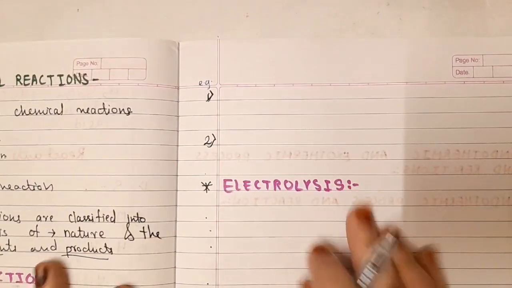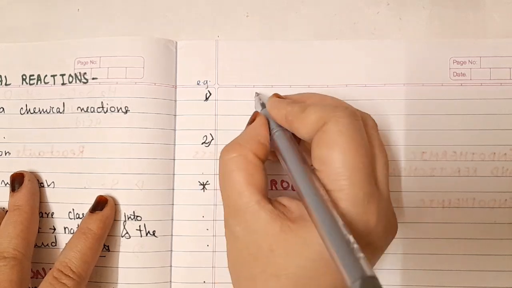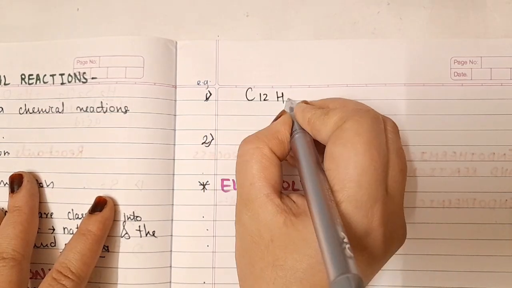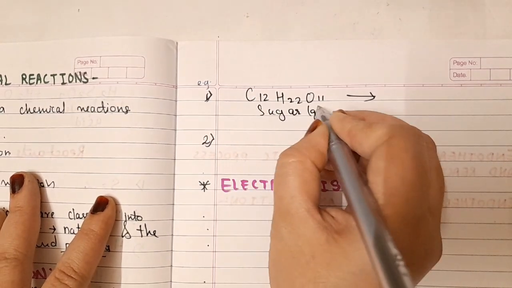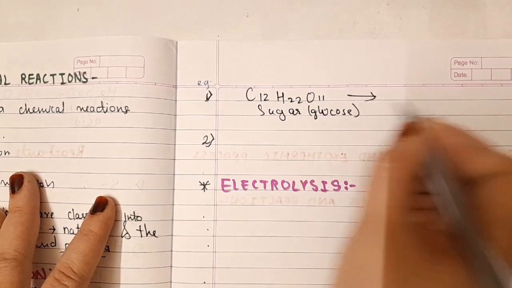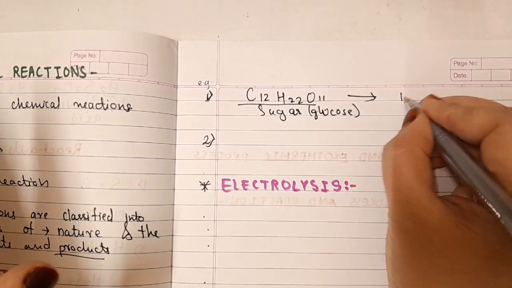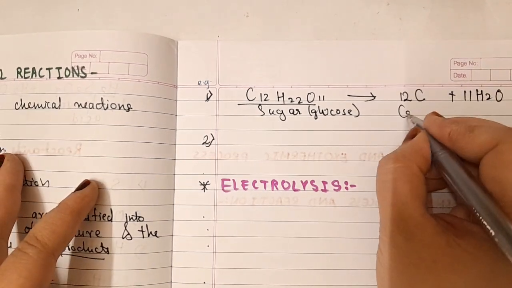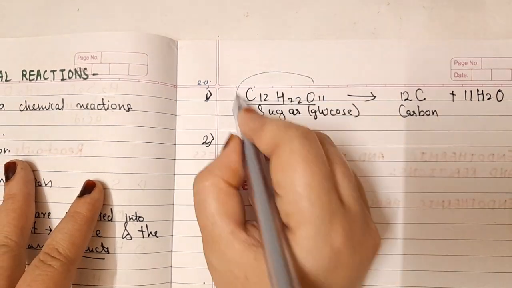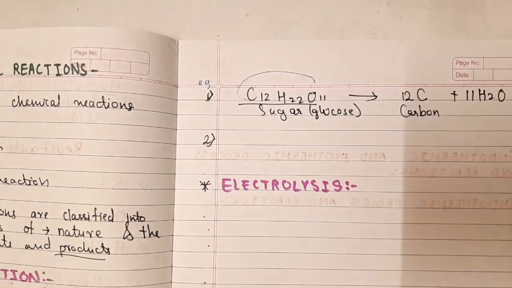Now let's take an example. Here we will take the example of sugar. Sugar formula will be C12H22O11. Here sugar means glucose, a form of sugar, and this single reactant, glucose, will decompose into 12 carbon plus 11 molecules of water. So from a single reactant we will get two or more different products.